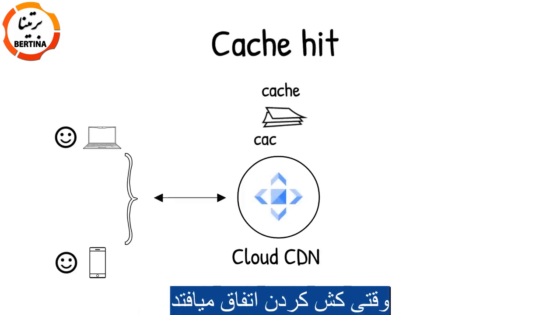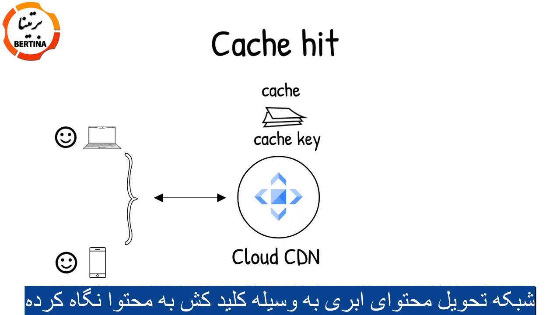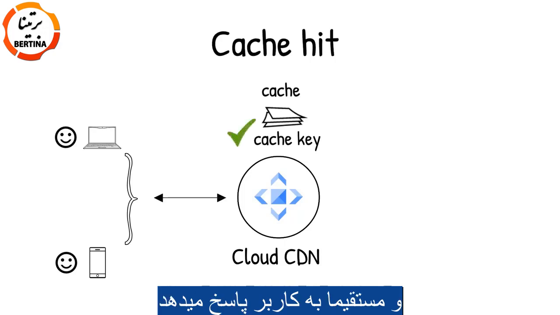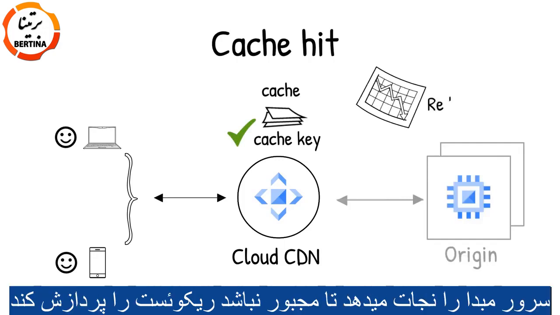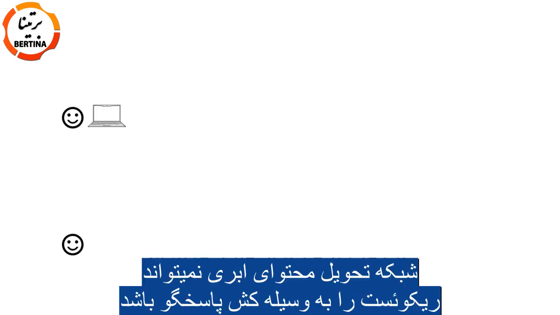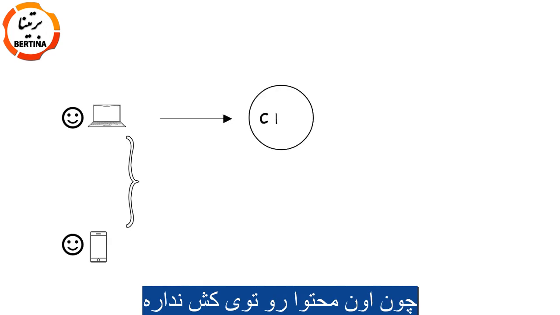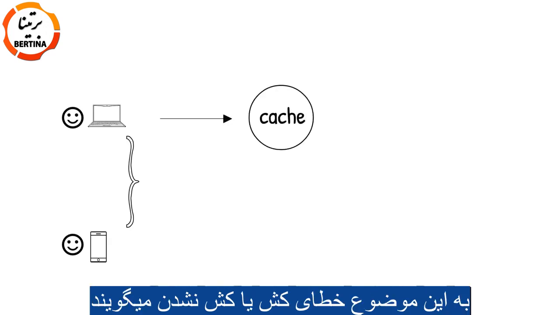When a cache hit occurs, Cloud CDN looks up the content by its cache key and responds directly to the user, shortening the round-trip time and saving the origin server from having to process the request. The first time that a piece of content is requested, the Cloud CDN can't fulfill the request from the cache because it doesn't have it there. This is called a cache miss.